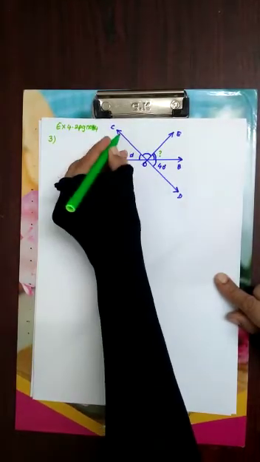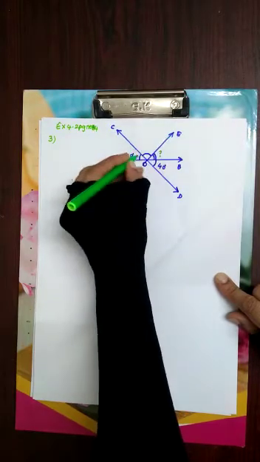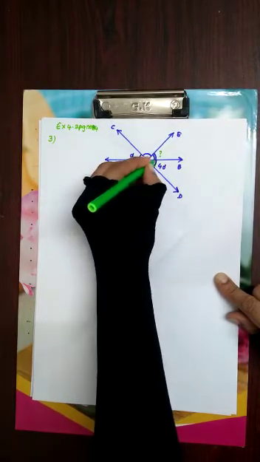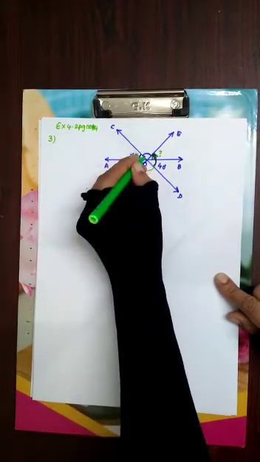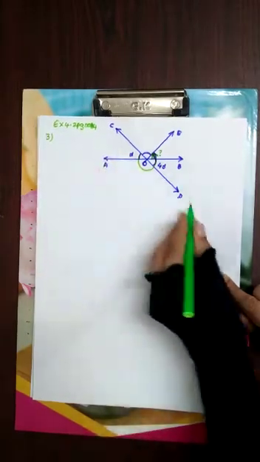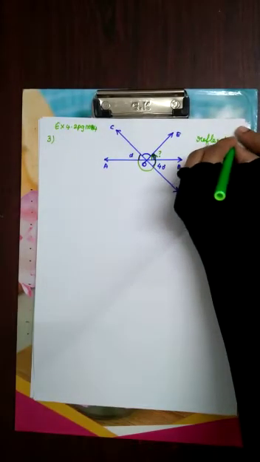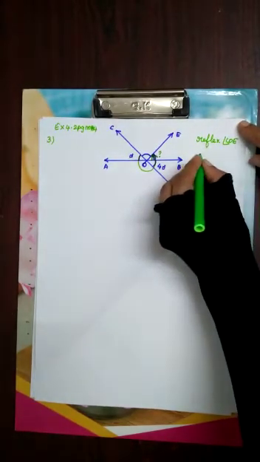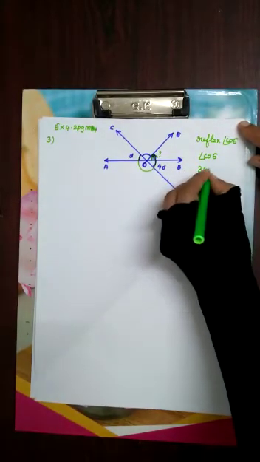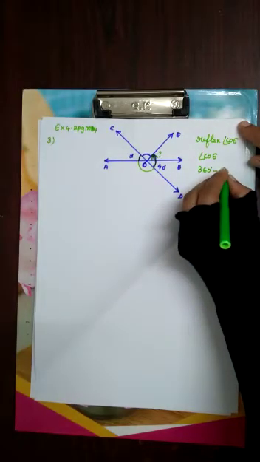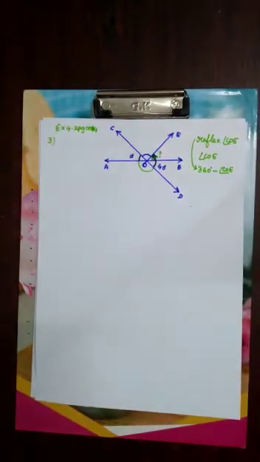What is angle COE? Please look into your figure, children. This is COE, and reflex of angle COE will be this angle. So first we will find angle COE and subtract it from 360 degrees. To find reflex angle COE, first we have to find the measure of angle COE and then subtract it from 360 degrees. 360 minus angle COE will give us reflex angle COE. Okay, is that clear, children?